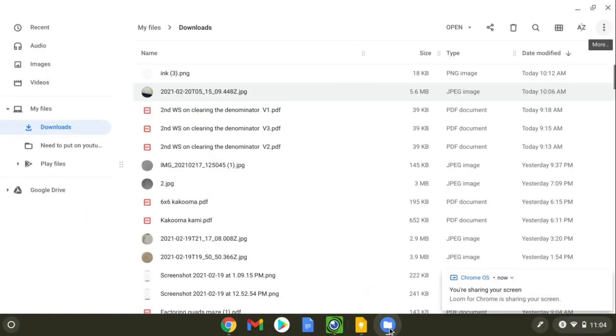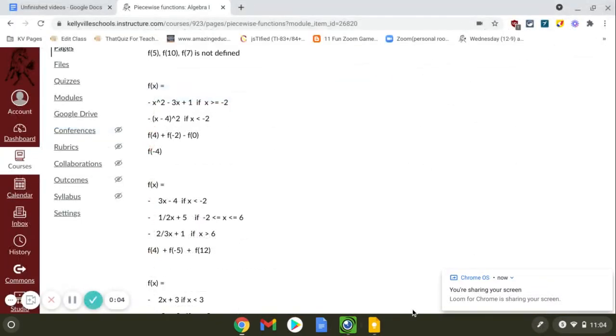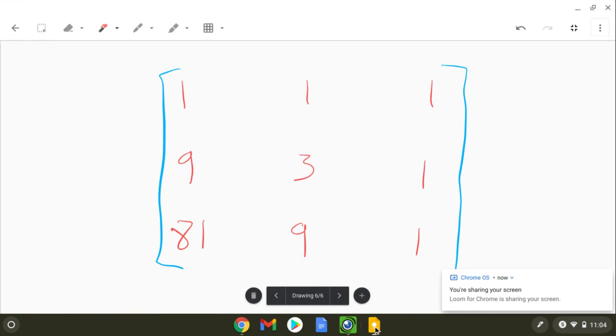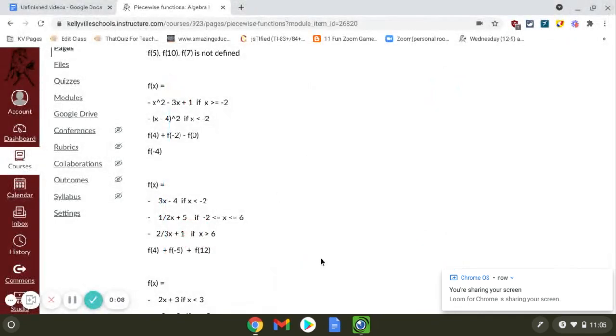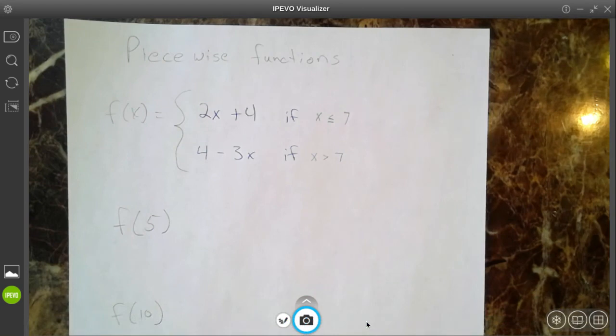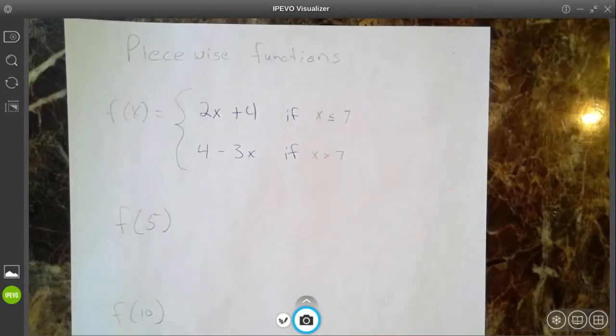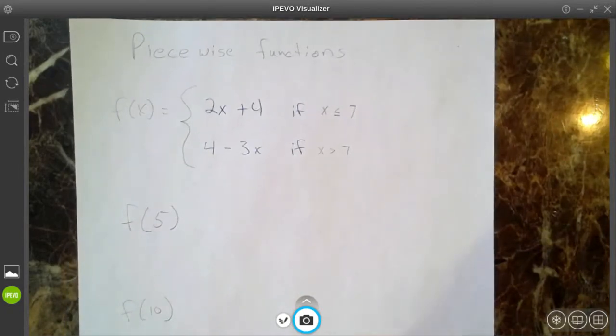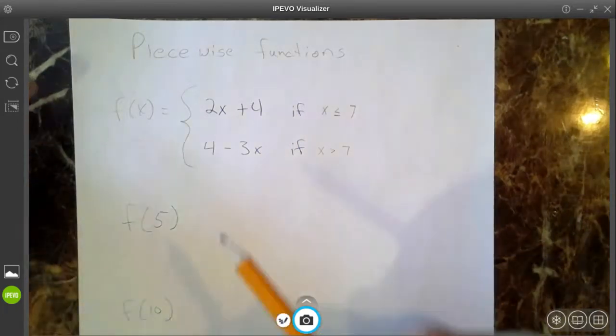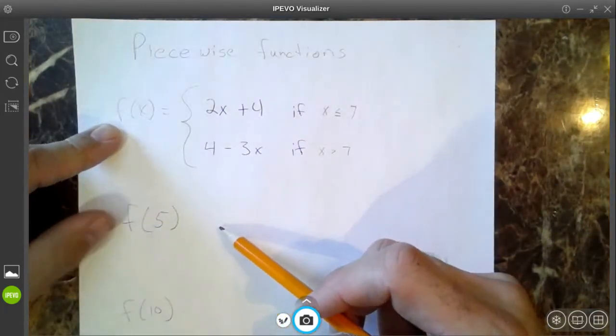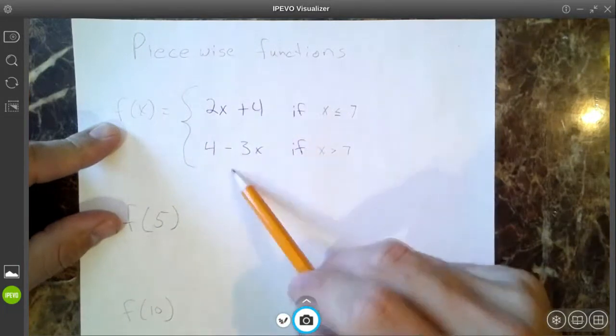All right, so in this video, we're going to look at piecewise functions. Piece is spelled like I want a piece of pie, not piece as in peace. The way it works is you've got one function, but it's broken up into two pieces.